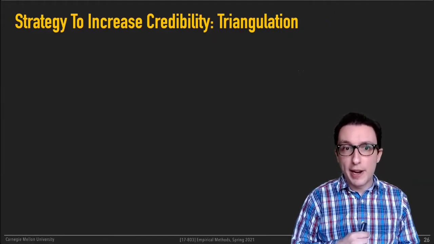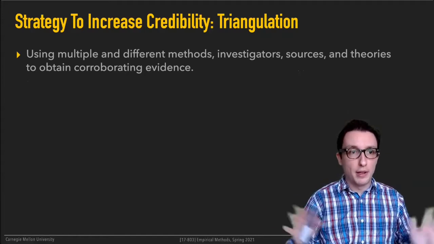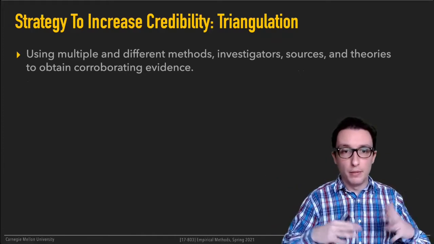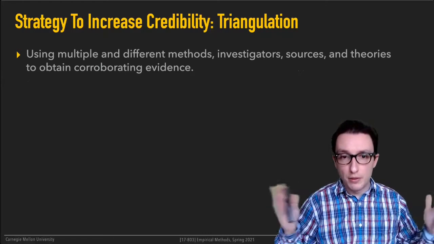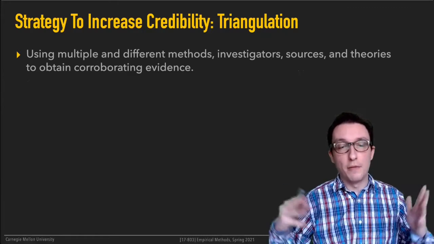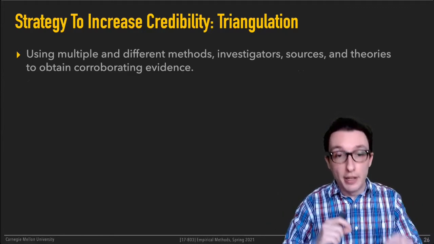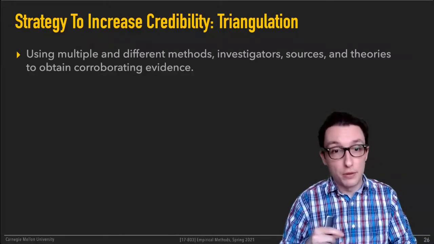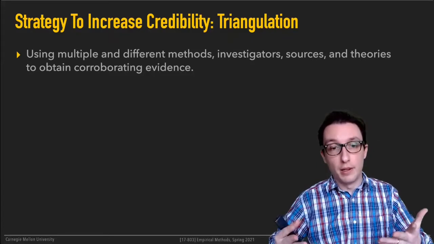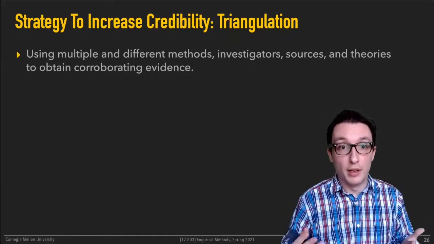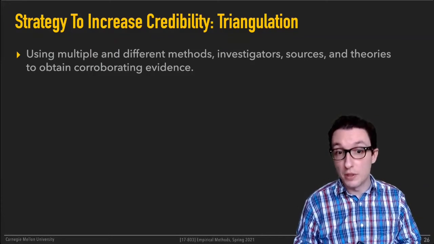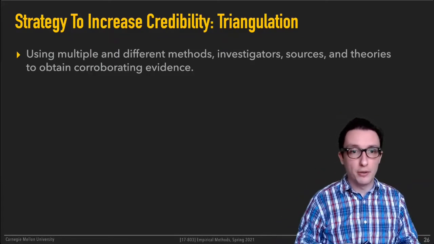Another strategy is triangulation. Triangulation just means using multiple data sources, methods, researchers, theories, if you will, to obtain corroborating evidence, right? If you identify something using different methods from different sources, you're more likely to have identified something genuine, and therefore you should believe it more than if it's just a one-off. So that's the basic idea behind triangulation.